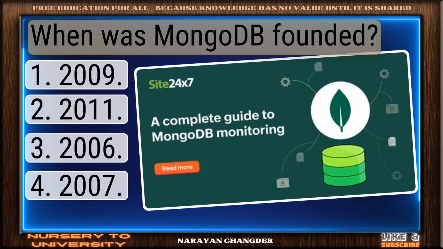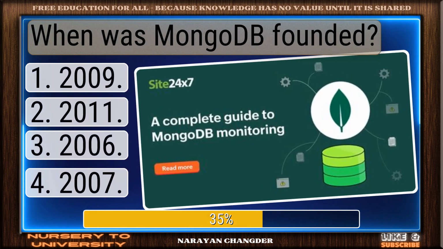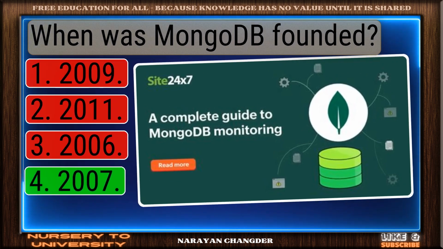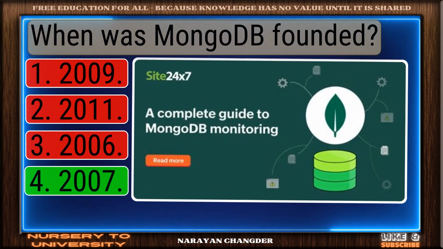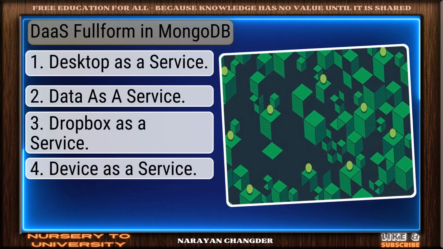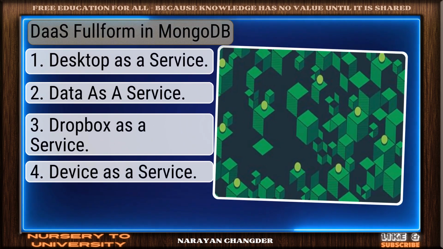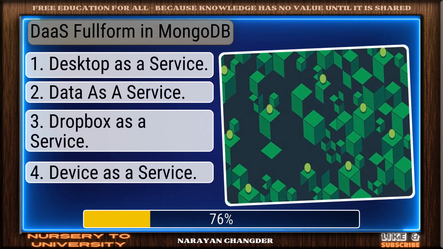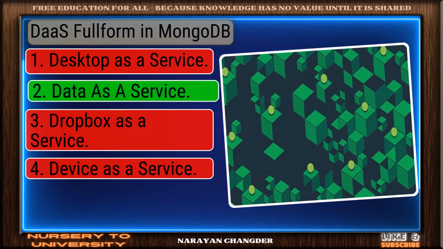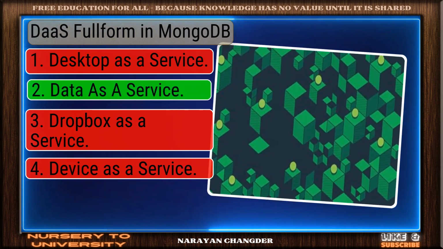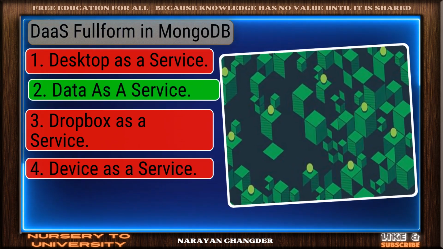Question number 73. When was MongoDB founded? Good thinking. 2007 is the right answer. Question number 74. DaaS full form in MongoDB. Well reasoned. Data as a service is the correct choice.